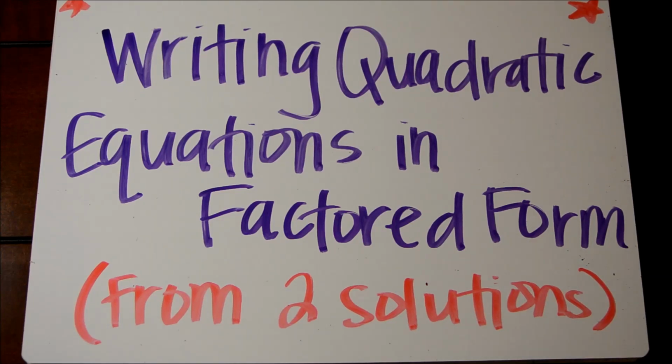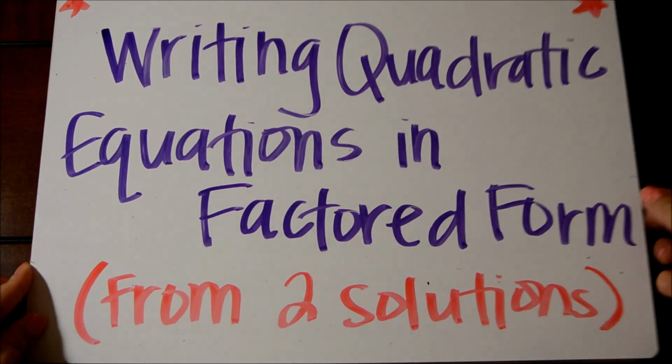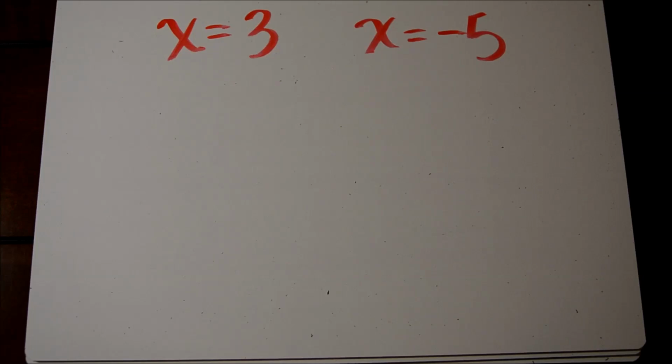Today our lesson is on writing quadratic equations in factored form. If you remember how to solve quadratic equations by factoring, you remember that you set your factors equal to 0 and then solve for your variable. We are going to undo that process to write equations in factored form.